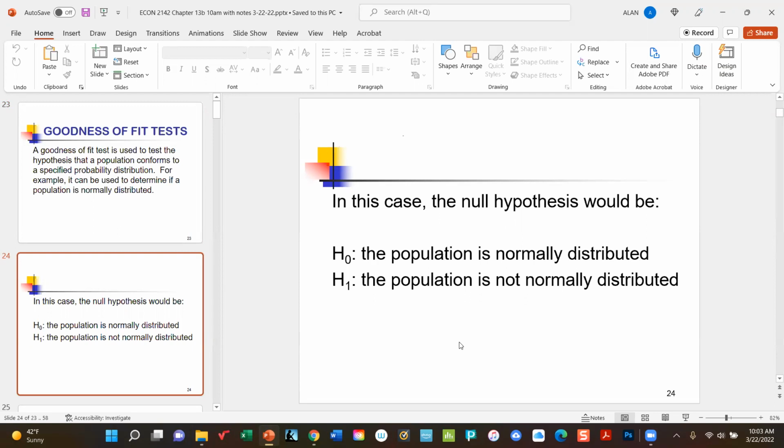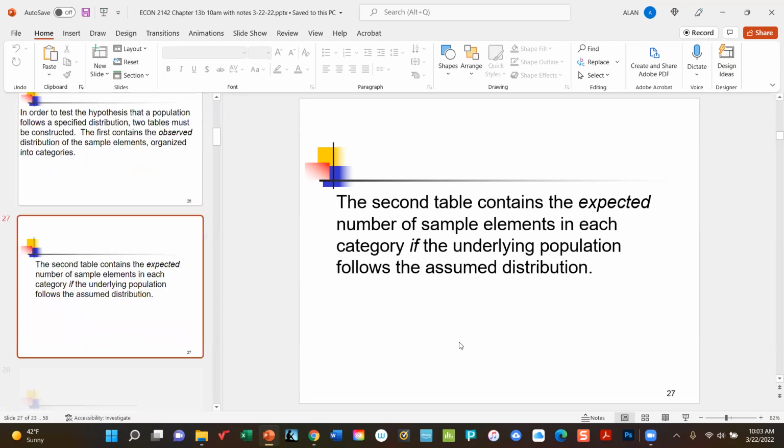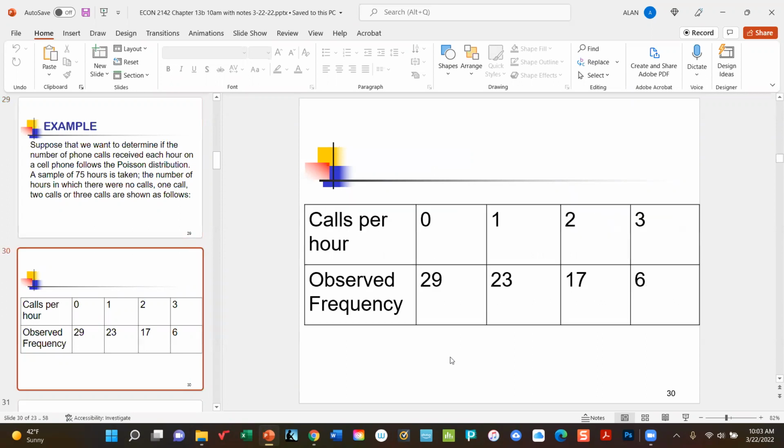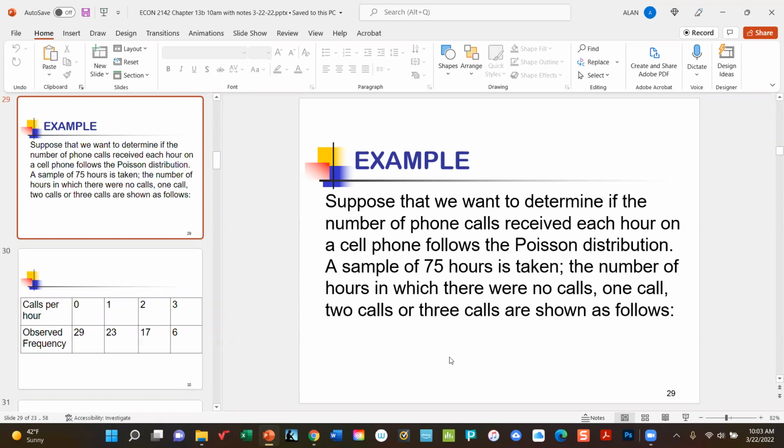The new part, though, is that you'll be given a set of data, and you'll be asked to calculate the expected values that you would get if your data followed a particular distribution. So we started to do this one in class. We had an example where we're trying to find out if our telephone call data follows the Poisson distribution. Now, as you know, the Poisson distribution is based on the parameter lambda, and lambda is the average number of events that occur per unit of time.